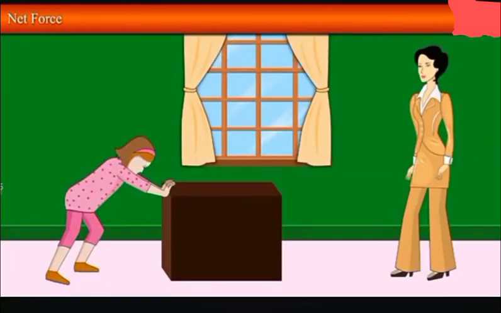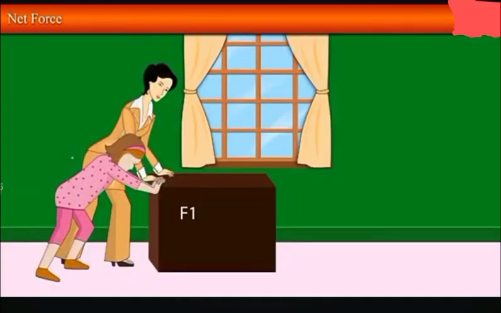Juhi, when you push this box, you apply a force F1 on the box in one direction. If I also push this box with you, then I apply a force F2 on the box in the same direction. The forces applied on an object in the same direction add to one another. Hence, the net force is equal to the sum of F1 and F2.